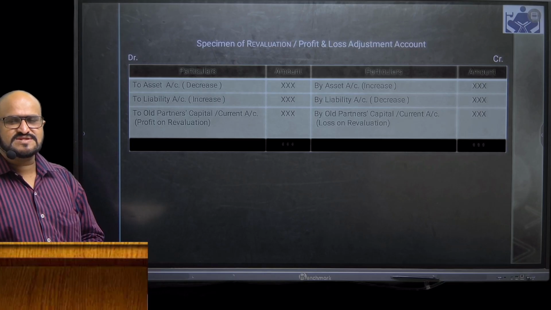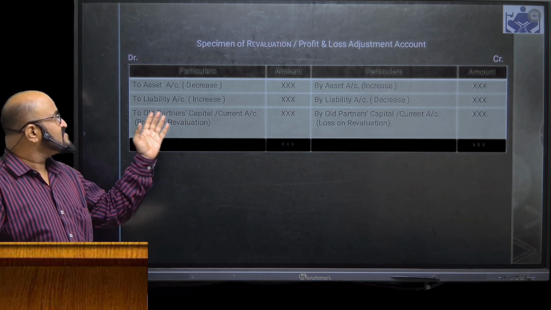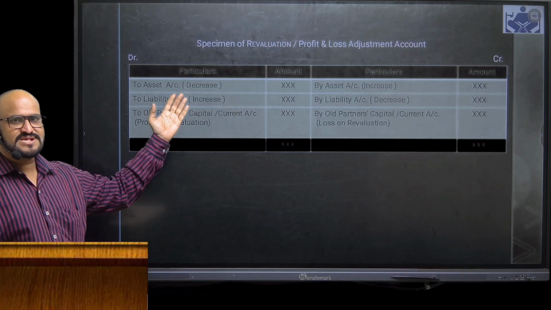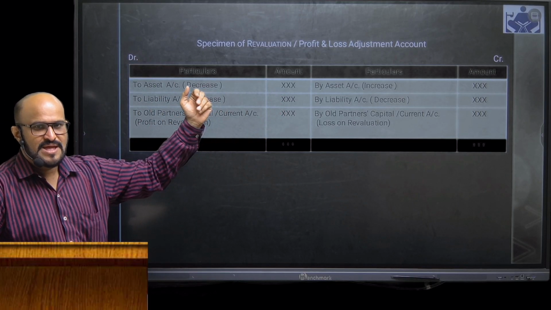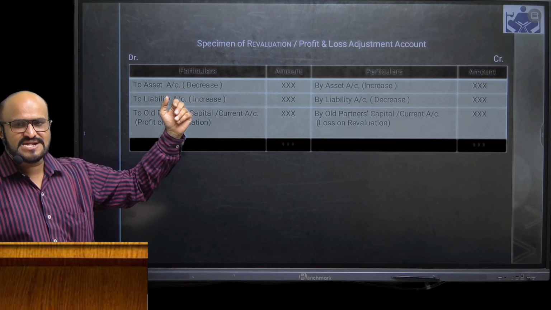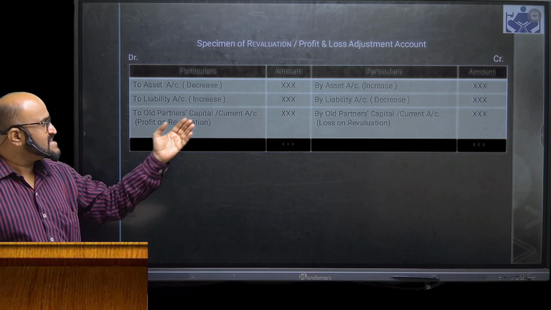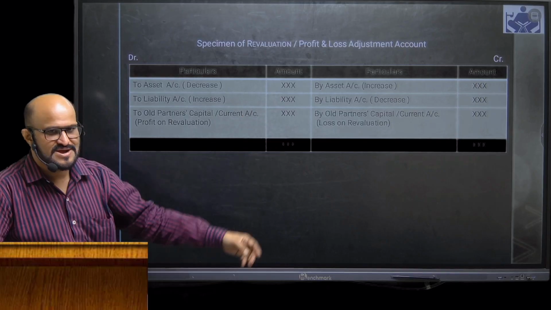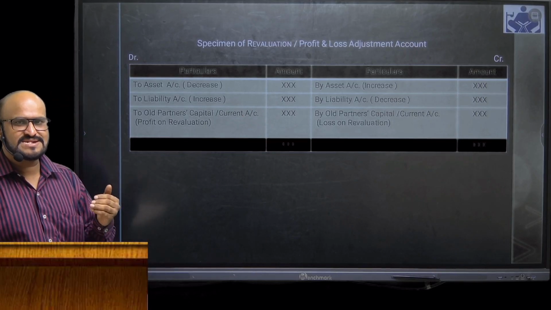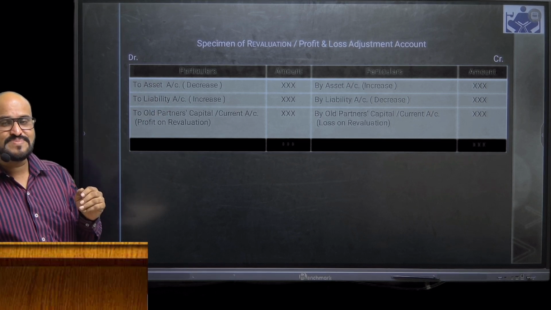Now let us see the specimen of the revaluation account, that is, the profit and loss adjustment account. As you can see here, we have two sides. The left hand side is known as the debit side, and the right hand side is known as the credit side. As I have told you, the changes in assets and liabilities are recorded in the revaluation account. If there is an increase in an asset, it is shown on the credit side as By Asset account, and if there is a decrease in an asset, it is recorded on the debit side as To Asset account. Now, how to simply remember this?